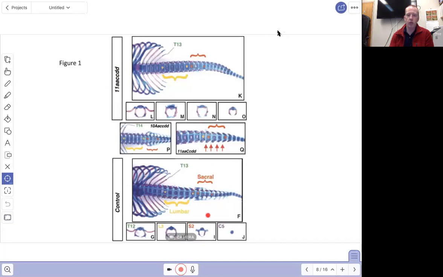So what are sacral vertebrae in the wild type mouse? There's nothing that looks quite like those vertebrae in the triple mutant HOX11. So that in itself is quite strange. They also see that there are no rib processes like there were in the HOX10 mouse.